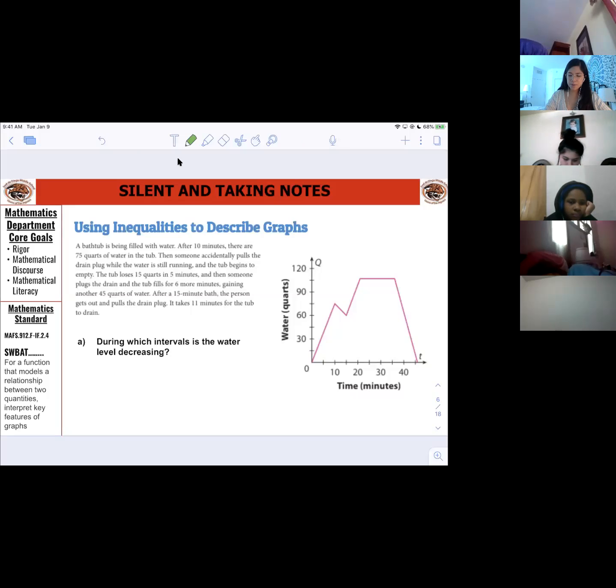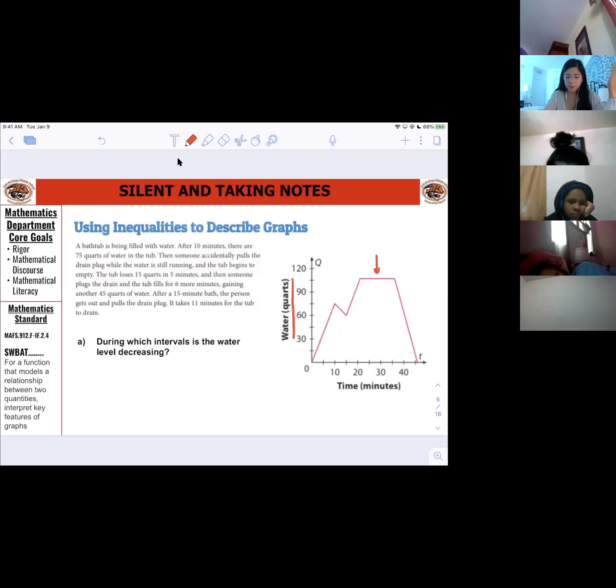Okay, so this is pretty self-explanatory. The y-axis is telling me how much water is in the tub. So the amount of water goes up, and then it comes down a little bit, then it goes back up. And then what's happening here? It stops. And why did it stop? Look back at the problem. Why did the water level stay the same? Because they plugged the drain.